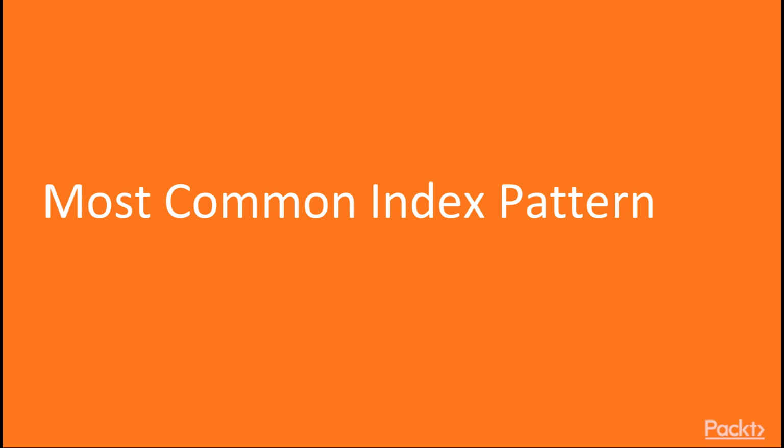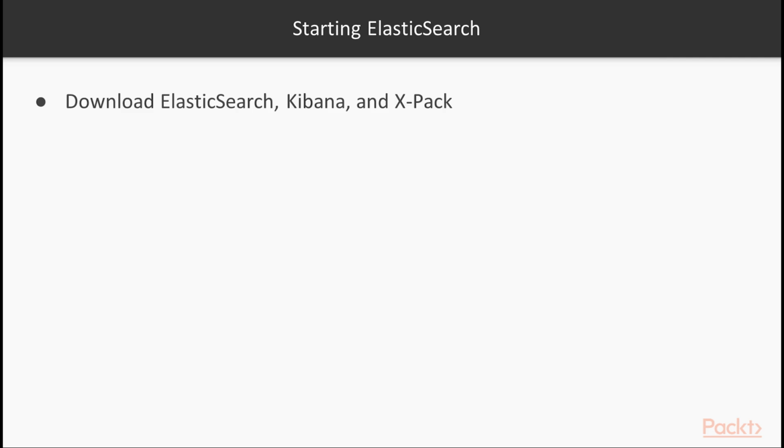Welcome to this video in Mastering Elasticsearch 5.0 entitled Most Common Index Patterns. Before we get started, I'm going to quickly review what it takes to start up an Elasticsearch cluster. We should be familiar with this at this point, but I just want to quickly go over it again. First and foremost, of course, you need to download Elasticsearch, Kibana, and Expat from the URL down below.